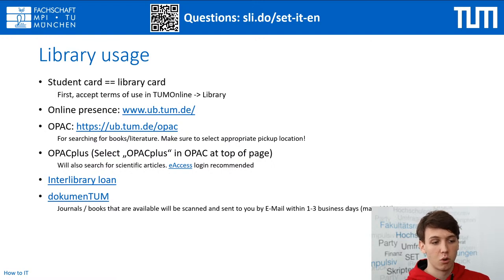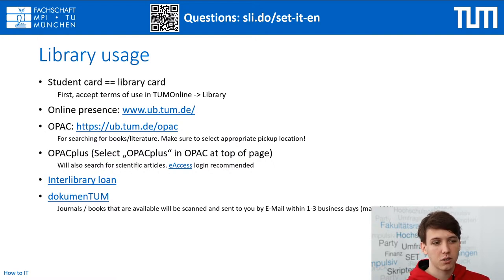And there is also an OPAC, which is essentially a catalog of books, where you can search for books or literature. However, if you want to take out a loan from the OPAC, you have to select the proper pickup location. Otherwise, you can find yourself having to go to a different campus, for example, into the city center.